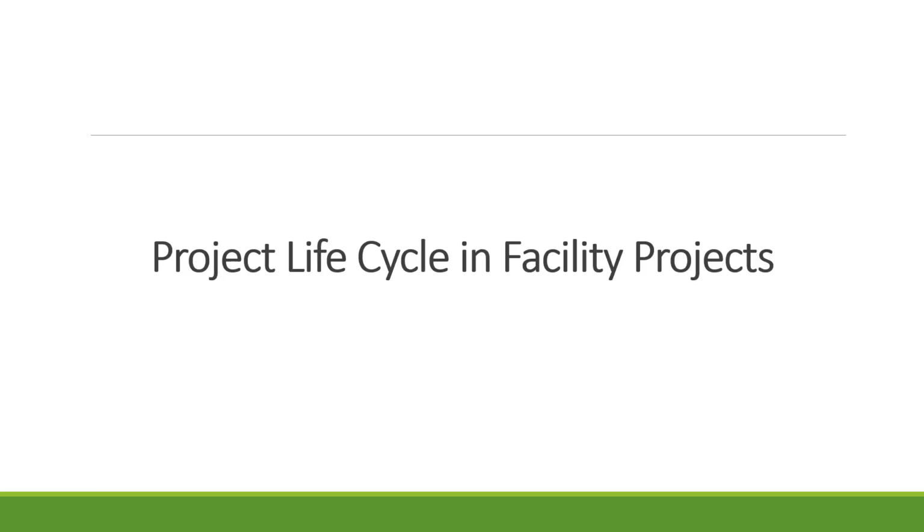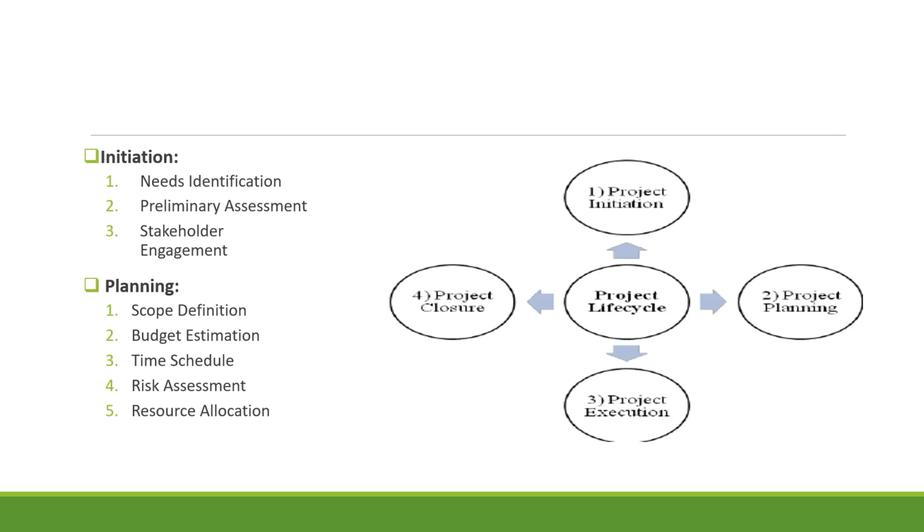Project lifecycle in facility projects. The project lifecycle comprises the project initiation, project planning, project execution, and project closure. Now, project initiation involves determining the need. It starts with needs identification. This involves recognizing the need for a new facility or the renovation or upgradation of an existing one. Second is preliminary assessment. This involves determining the feasibility, constraints, and potential benefits of the project.